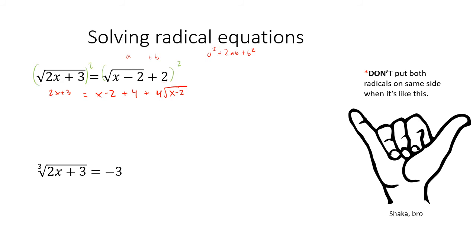All right, now we're gonna get the radical by itself. So if we subtract x from both sides, and this is negative 2 plus 4 is 2, so if you subtract 2 from both sides, so minus x minus 2, we'll have x plus 1 is equal to 4 times the square root of x minus 2.